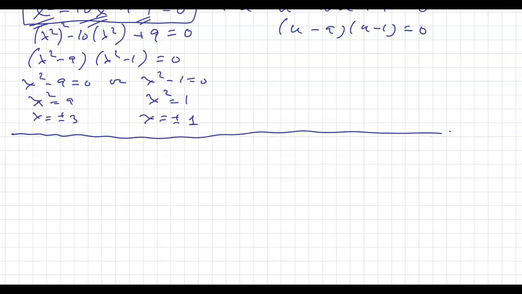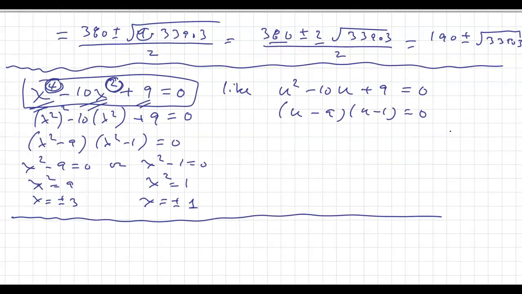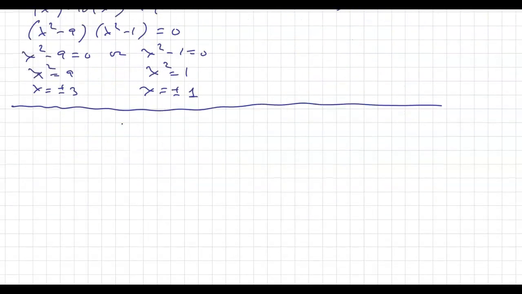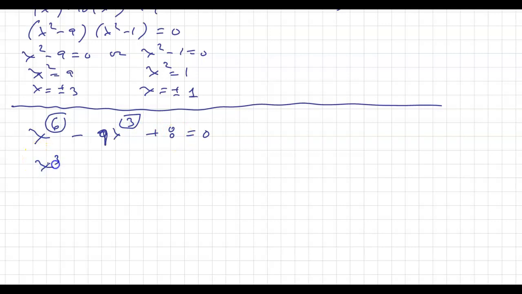This trick of recognizing something with 3 terms as being very similar to a quadratic equation, or working the way a quadratic equation works, also works for a question like this. So if you see 3 terms, and you see this exponent is double this one, and the last term is a constant, you can do it the same way.